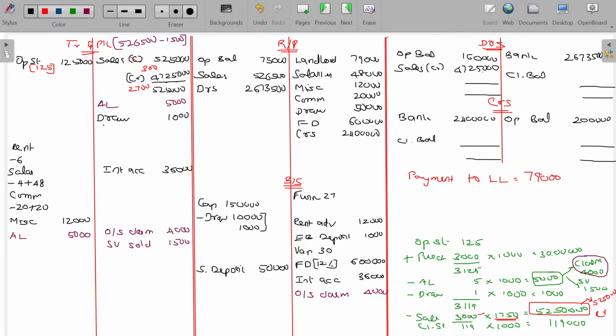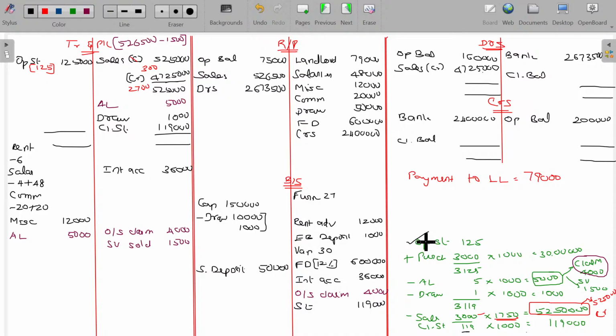Now closing stock being 119 stocks at the rate of ₹1,000, 1,19,000 rupees. Again, you post that in the balance sheet. Stock in trade, the value being 119,000. Clear? So you cross check this.